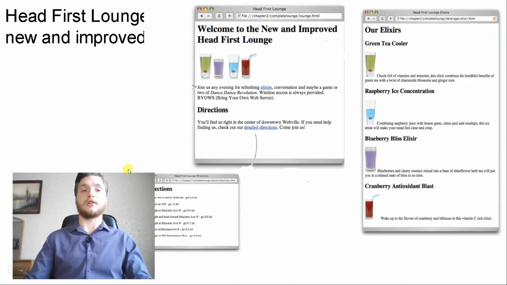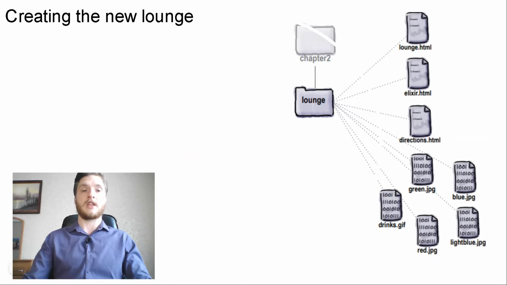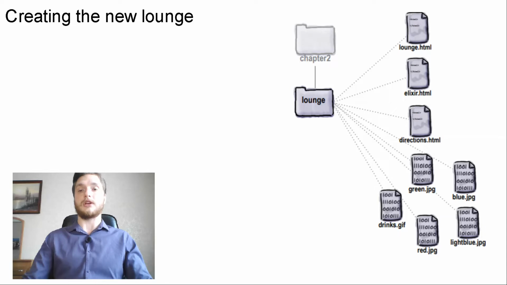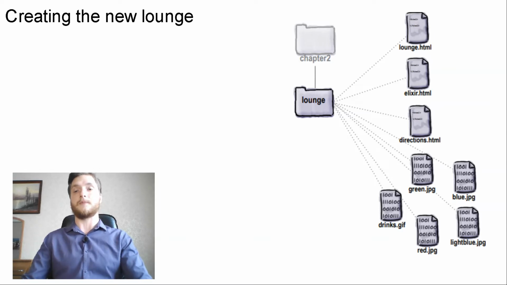Creating the new lounge, grab the source files. Go ahead and grab the source files from wickedlysmart.com/hfhtmlcss. Once you've downloaded them, look under the folder chapter 2 lounge. And you'll find lounge HTML, elixir HTML, and directions HTML, and a bunch of image files. Here's the current lounge file without links. You'll find the lounge directory here in your source files. All the lounge files are in the folder. 2 new files already written for you.